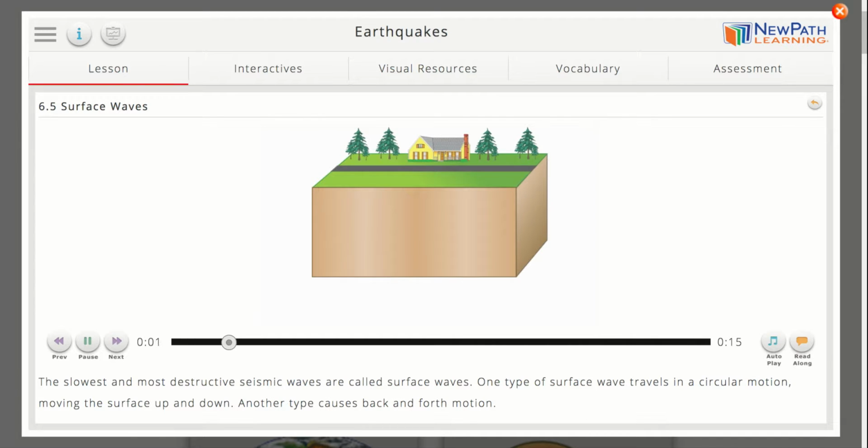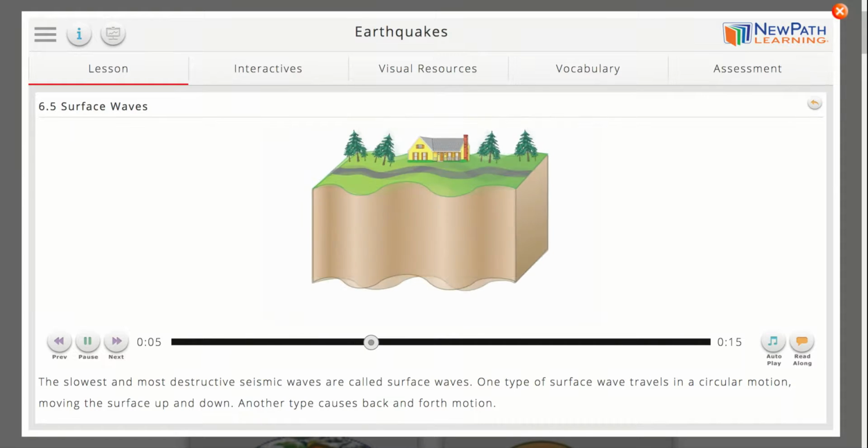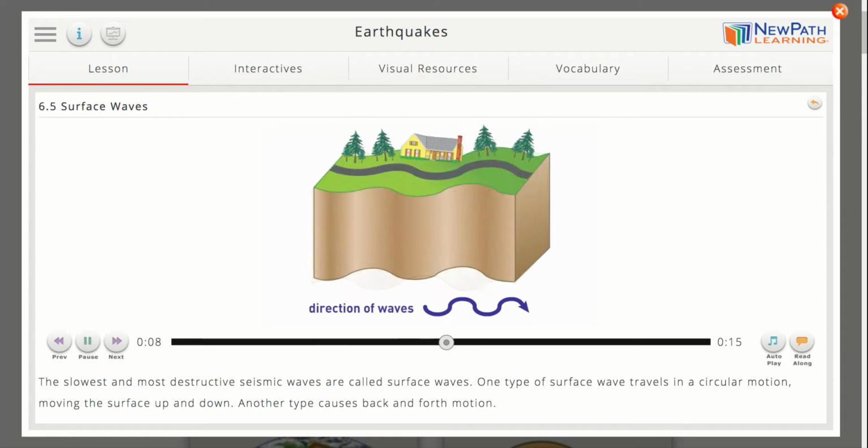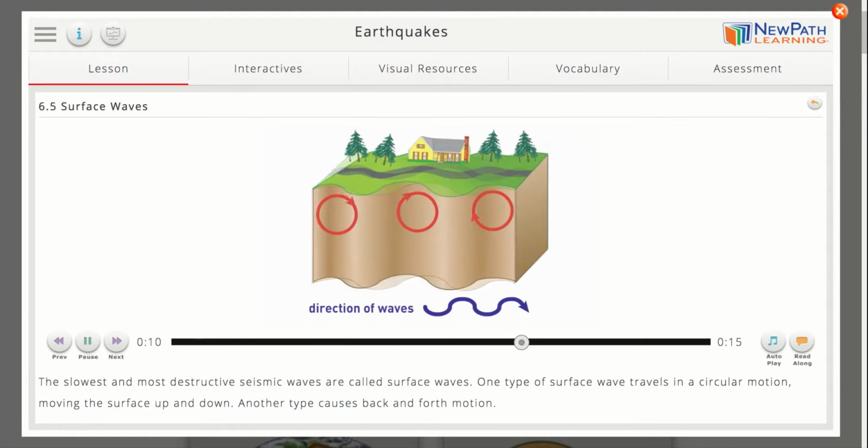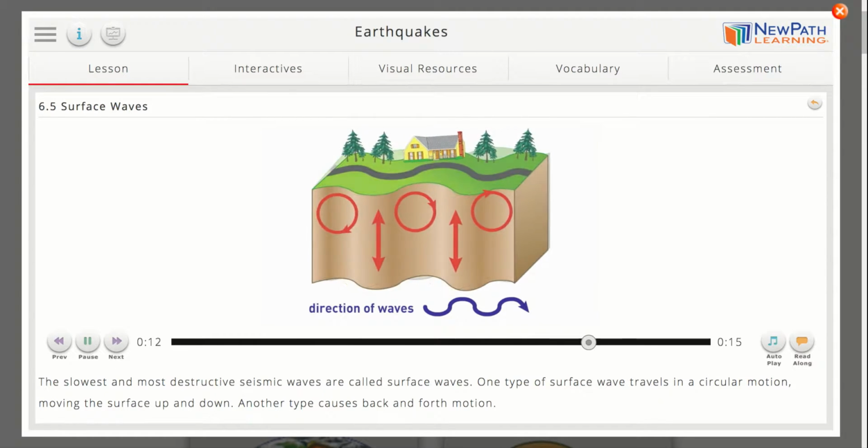The slowest and most destructive seismic waves are called surface waves. One type of surface wave travels in a circular motion, moving the surface up and down. Another type causes back and forth motion.